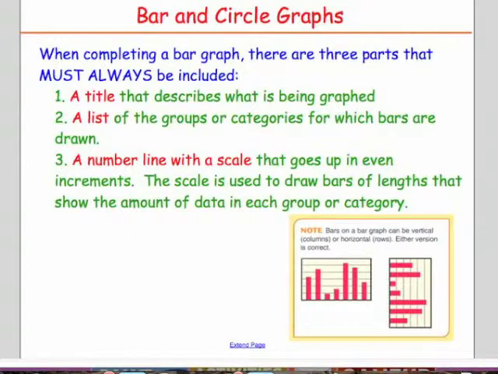And then the third thing is a number line with a scale. You have to have the scale that shows it goes up and down in even increments. And the scale is used to draw the bars of the lengths that show the amount of data in each group or category. Note that bar graphs can go both vertically and horizontally. Either version is fine and correct.